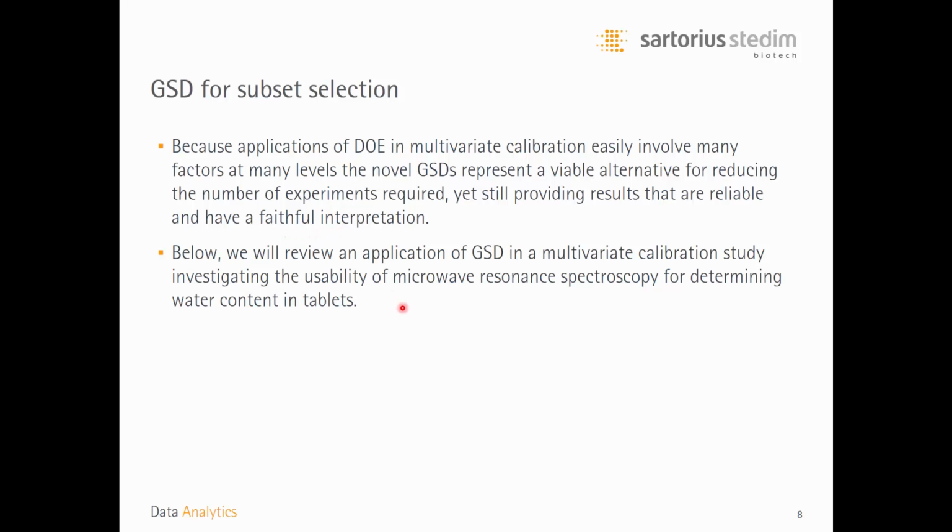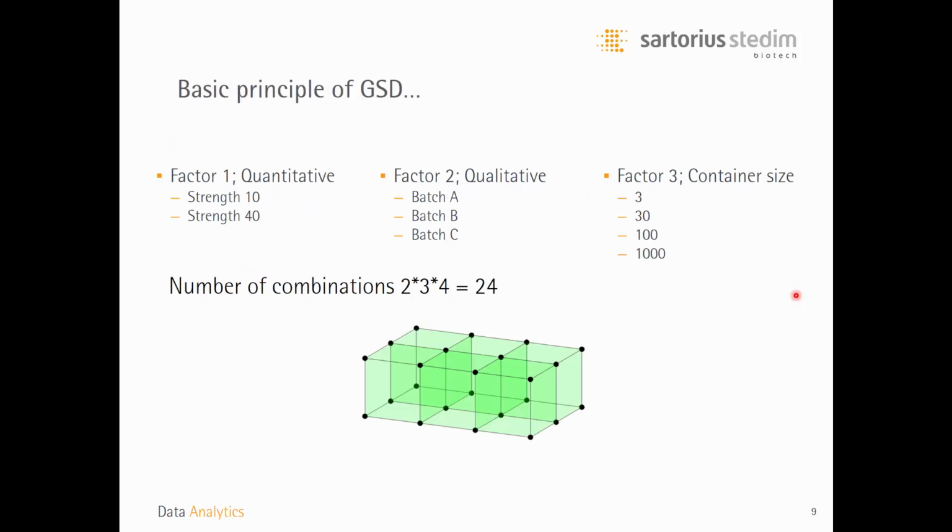So below we will review an application of GSD in multivariate calibration. It is a feasibility study investigating the usefulness of microwave resonance spectroscopy for determining water content in tablets. But before we start to walk through the different stages of the application, just 2 more slides to review the basic principle of the GSD approach.